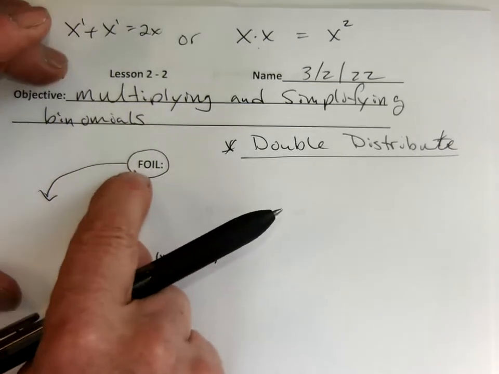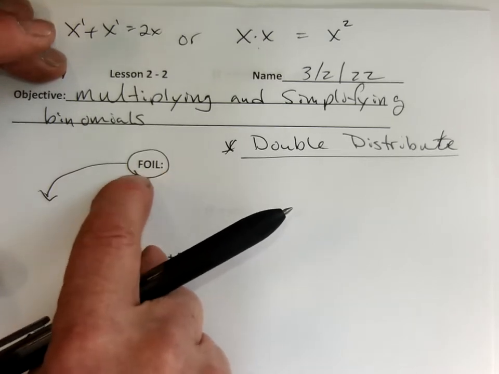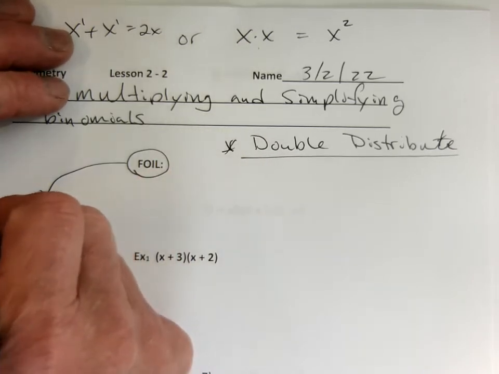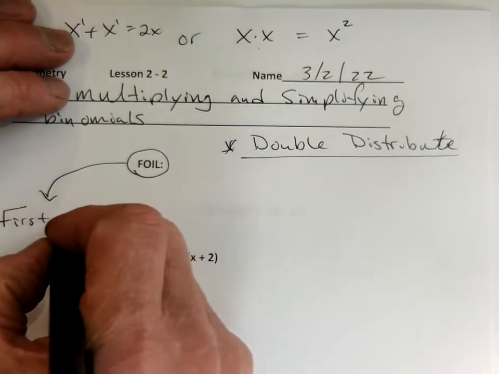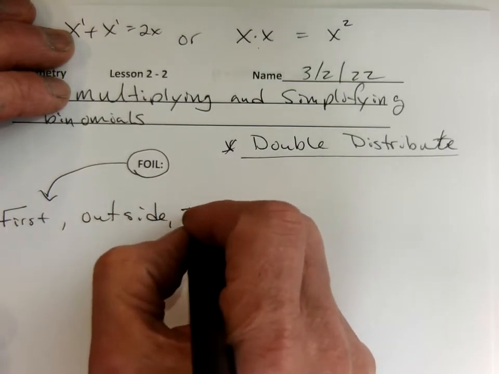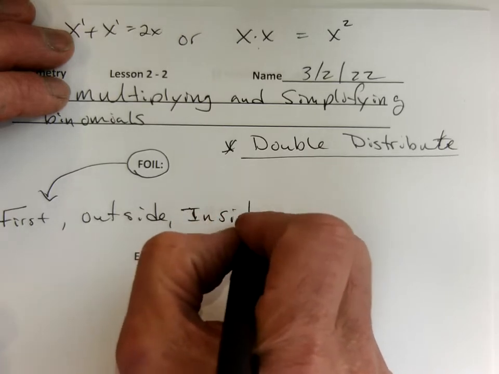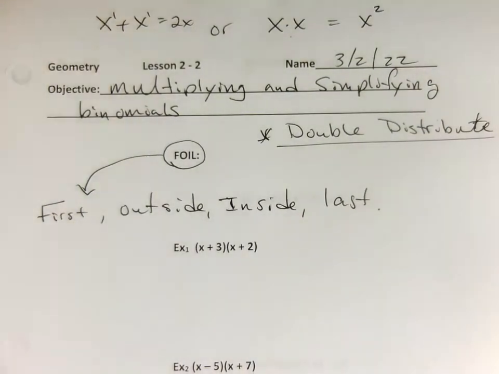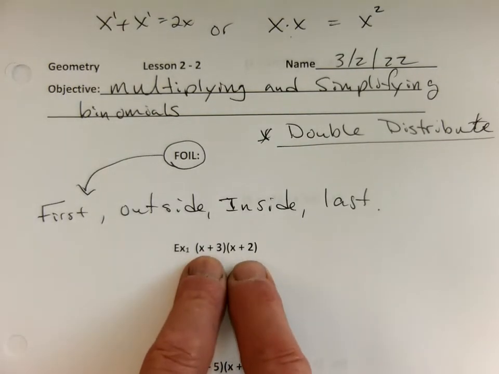FOIL. F-O-I-L stands for first, outside, inside, last. So when you hear a math teacher say, we're going to FOIL this, that's what they mean. What does it mean? Let's see what first, outside, inside, last means. So I take a look at example 1.